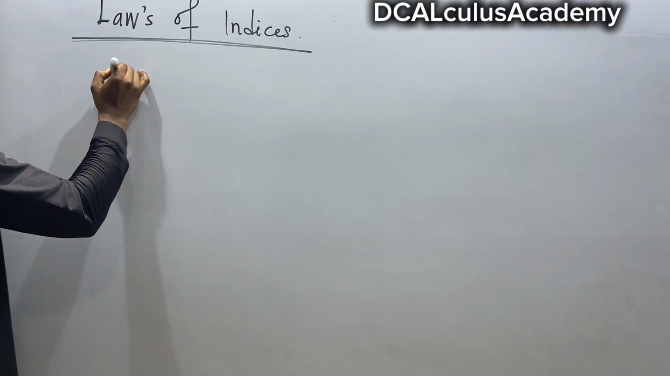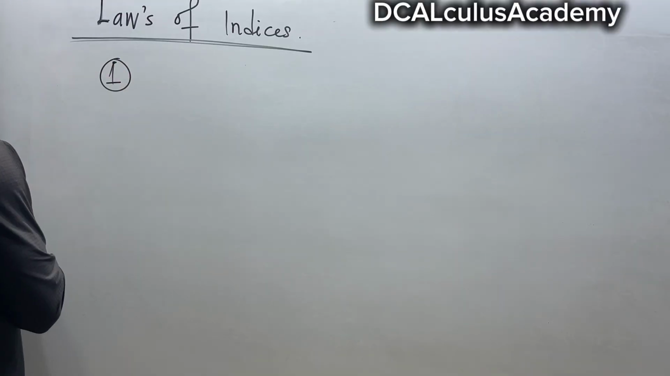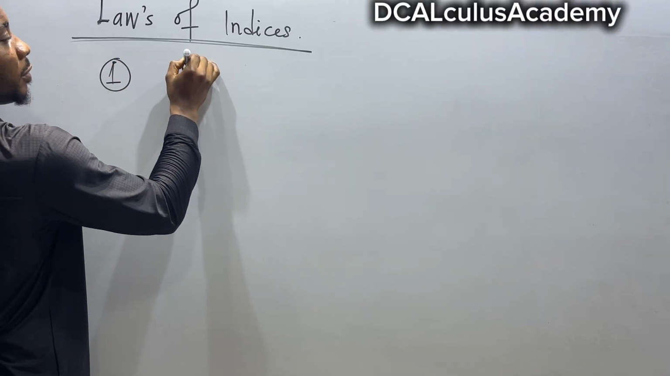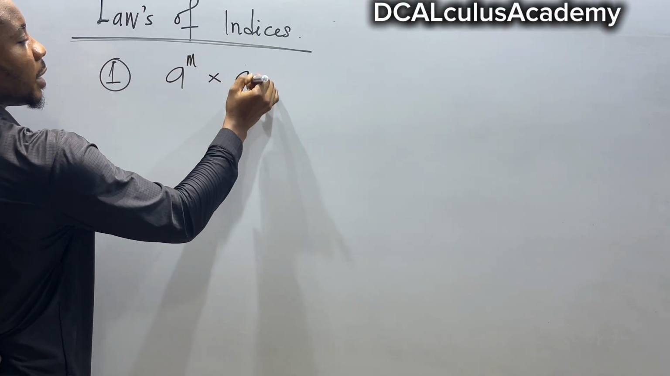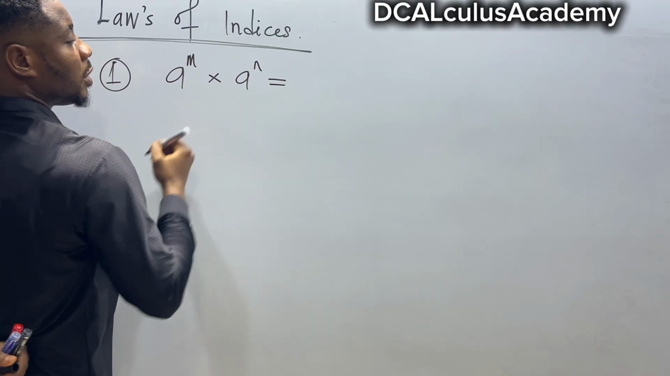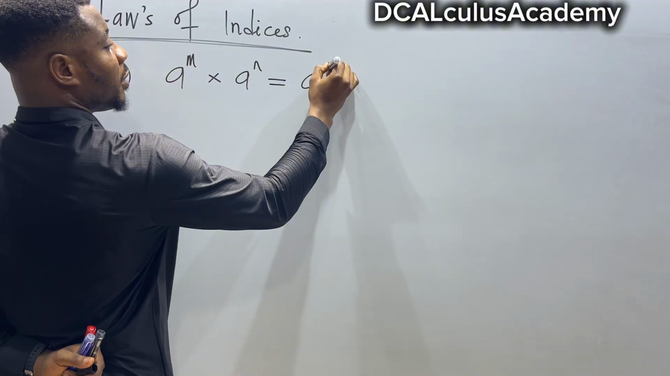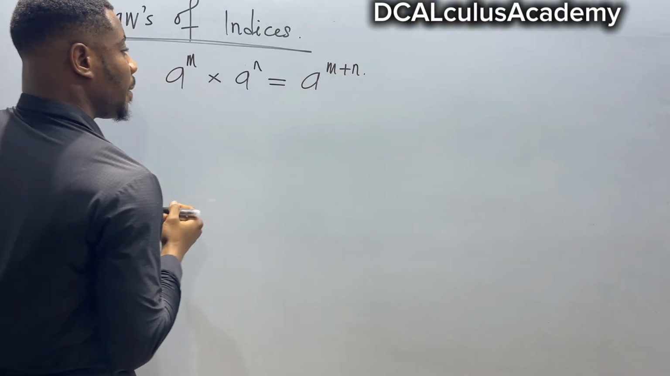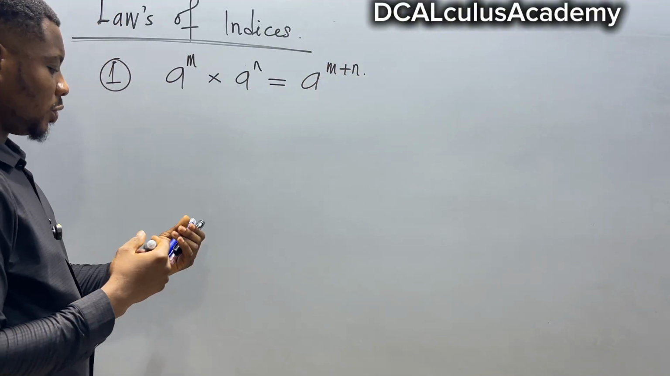Let's start with law one. Law one tells us that if we have a to the power of m multiplied by a to the power of n, it is going to give us a to the power of m plus n. Okay. Now, what is the use of this law?